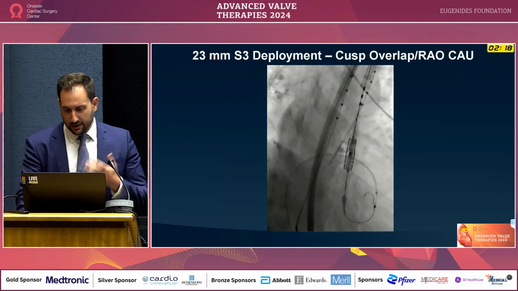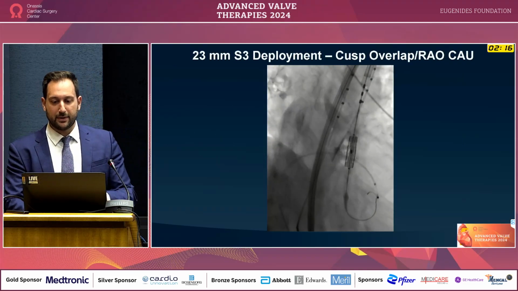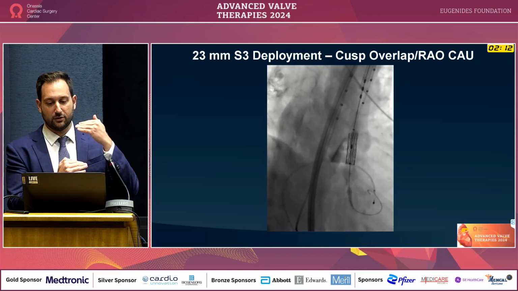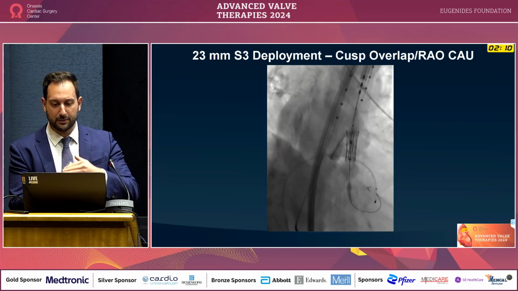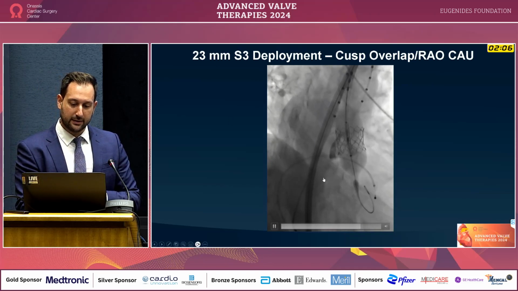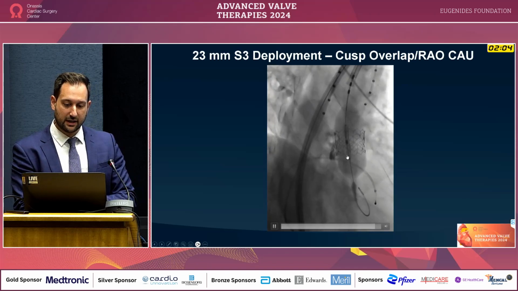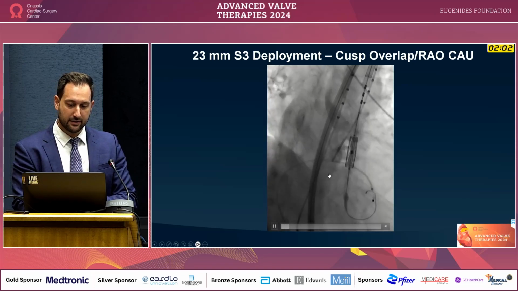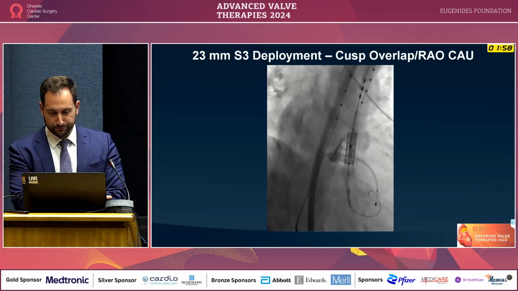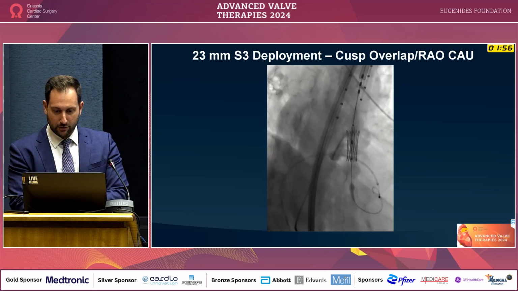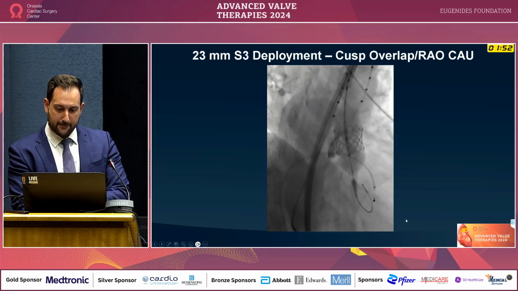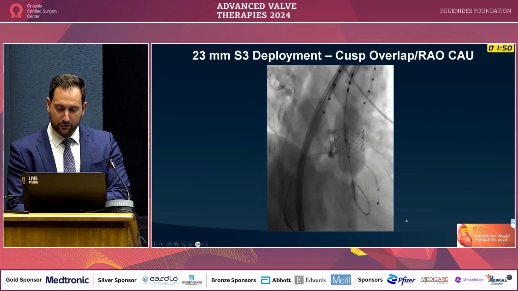So this is now the actual valve deployment. Deployment is happening at the right-left cusp overlap view, so we have complete control over the depth of the deployment. And you will see we have a straight flush catheter in the non-coronary sinus, and you can see how the valve is ending up higher than the non-coronary sinus. I'll play one more time. So that was a nominal 23.